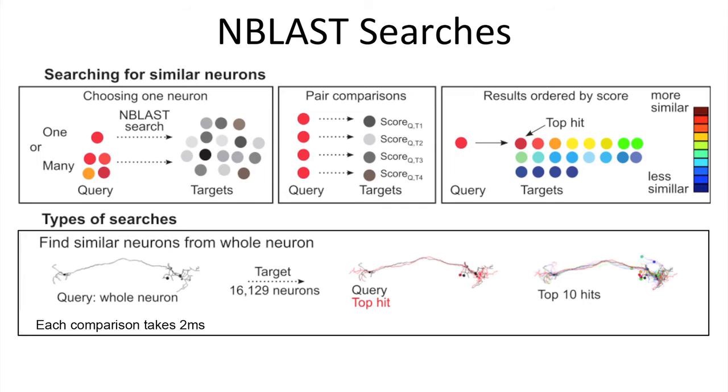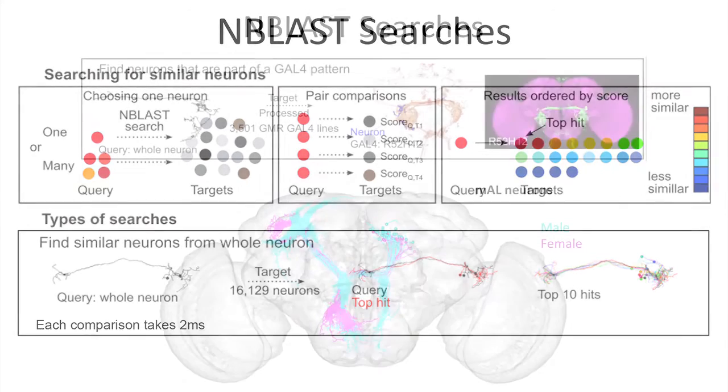NBLAST searches can be done in a variety of ways, and I'll go through a couple of examples. So the first thing you might want to do is to find the most similar neurons to a specific one. And in this case, we start with a whole neuron, and we query against the whole data set. And then we can order the results by score and very easily find the most similar one.